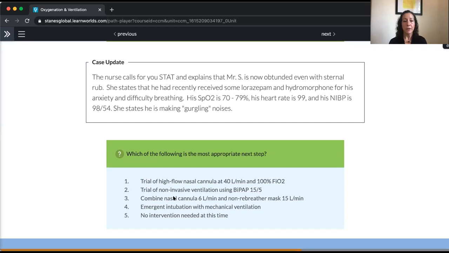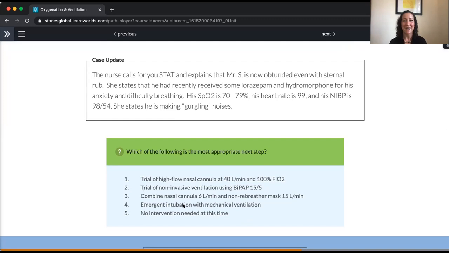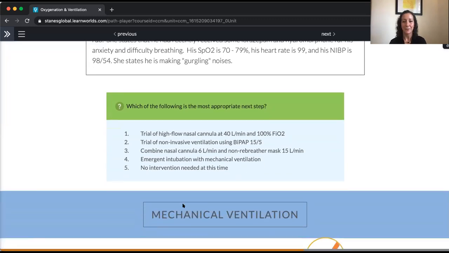Again, in hypoxemic patients, you can combine oxygen delivery devices, such as a nasal cannula plus a non-rebreather. That is often done in purely hypoxemic patients. But again, this patient has a problem with oxygenation and ventilation, so we need to give them a higher level of support. No intervention needed at this time? If you chose that answer, your patient will probably die and you might feel bad. So emergent intubation and mechanical ventilation is the definite answer.